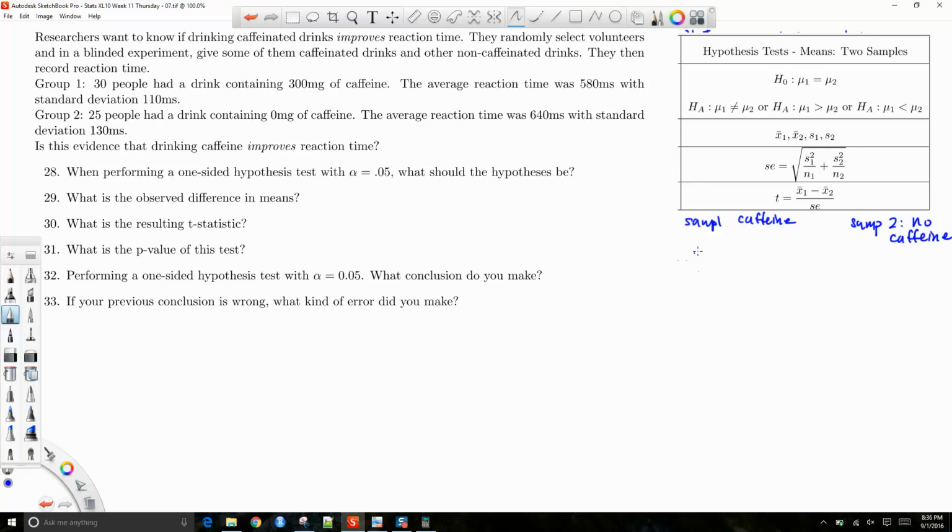All right, and then so we have N1, X bar 1, and S1. And we'll have N2, X bar 2, and S2. Okay, so 30 people in group 1. We got N1 is 30. X bar 1 said the average was 580 milliseconds, and the standard deviation is 110. As far as N2 goes, we've got 25 in that group. The average reaction time was 640, and the standard deviation was 130.